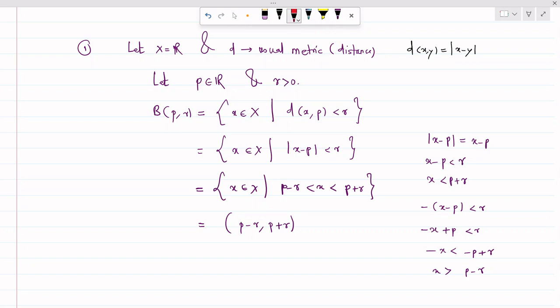For example, suppose I'm taking p equal to 5, and radius 3. Then the open ball around 5 of radius 3 will be equal to the interval from 5 minus 3 to 5 plus 3, so that is (2, 8). It is an interval from 2 to 8 where both the points are excluded because we want distance less than 3. Okay, let's have one more example.